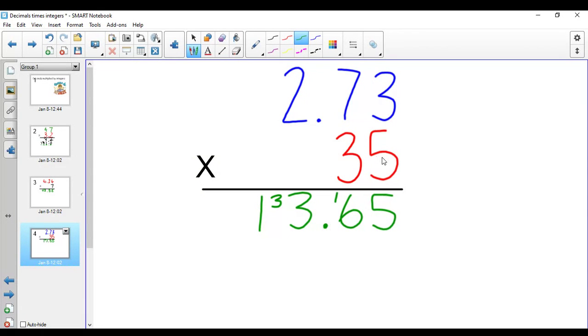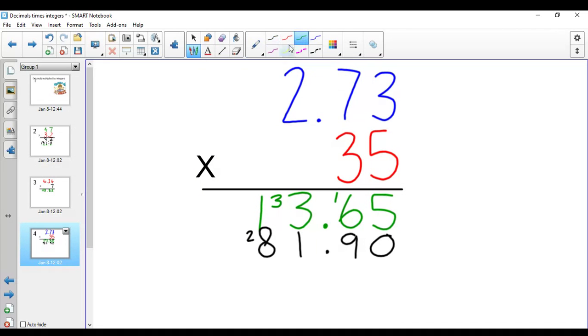Now, the bottom number here's got 2 digits. I've used all my 5s, so I'm going to put a placeholder in. And I'm moving on to this 3-digit here. So 3 times 3 will be 9, which is actually 9/10 for this problem. 3 times 7 is 21. 1 unit, 2 tens. 3 times 2 is 6. Add a 2, 8. So I've actually got 8 tens there.